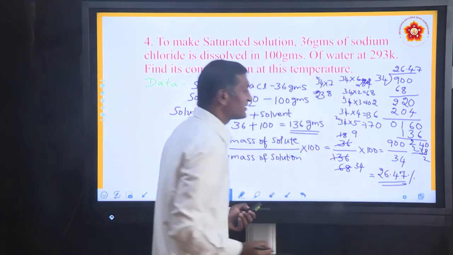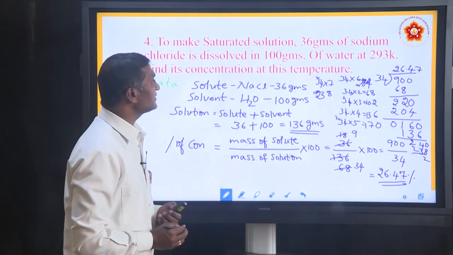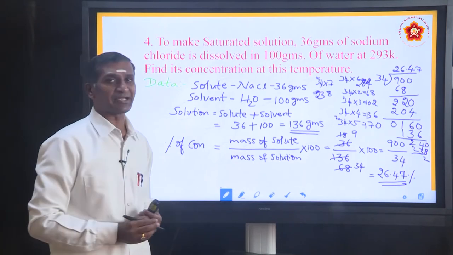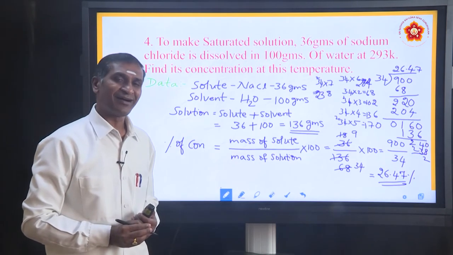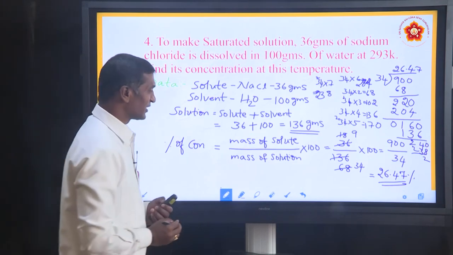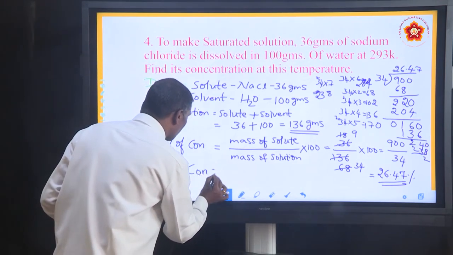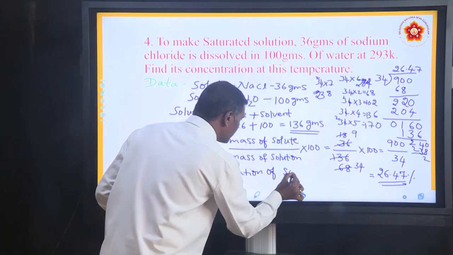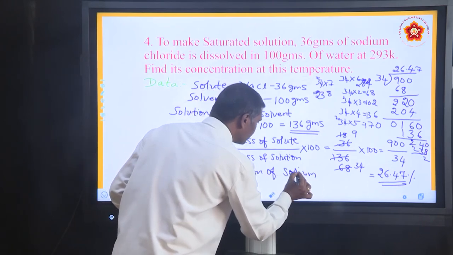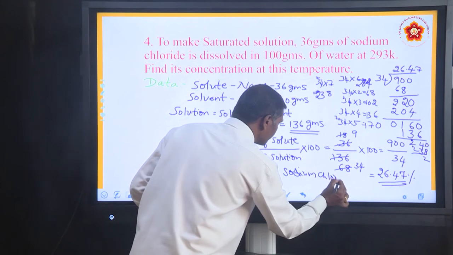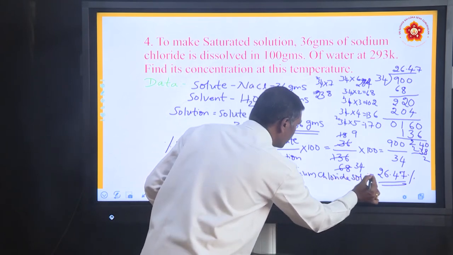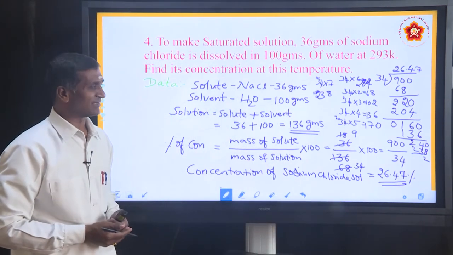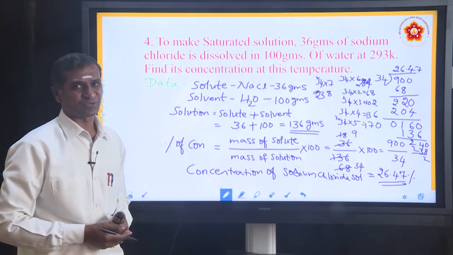0.47%. So this is the concentration of sodium chloride solution when 36 grams of sodium chloride is dissolved in 100 grams of water. So what is the concentration? The concentration of sodium chloride solution is equal to 26.47%. I hope it is clear for all the students.